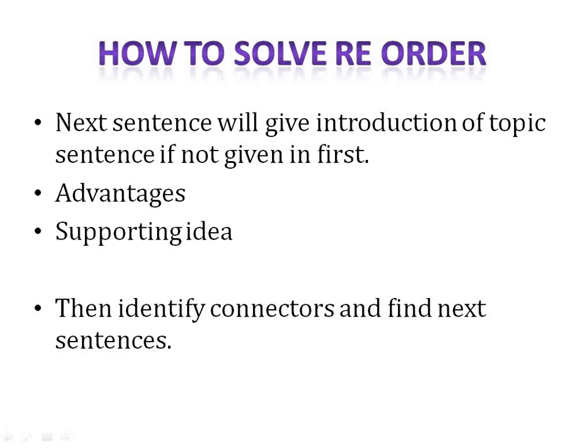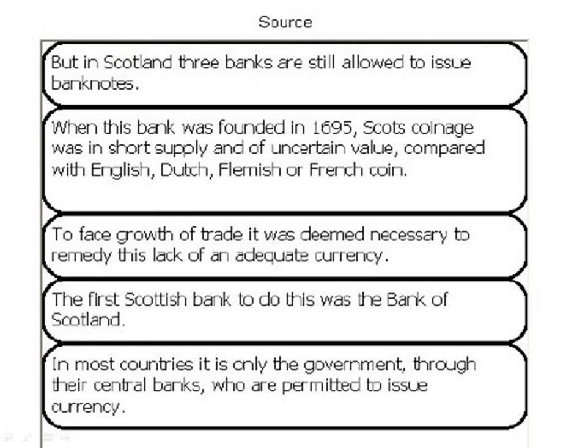This I have taken from PTE offline test. So let's just read it and try to find an independent sentence. So first is, but in Scotland. So they started this with but. So this can't be the independent sentence. This is dependent on something else. So just leave this sentence because this sentence is not independent. This depends on something else.